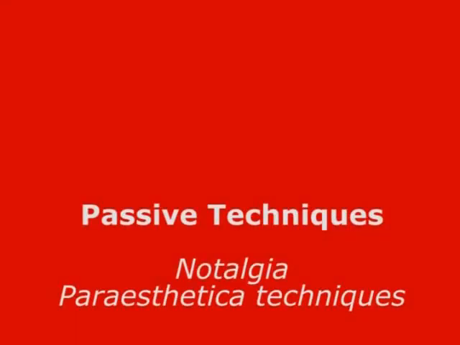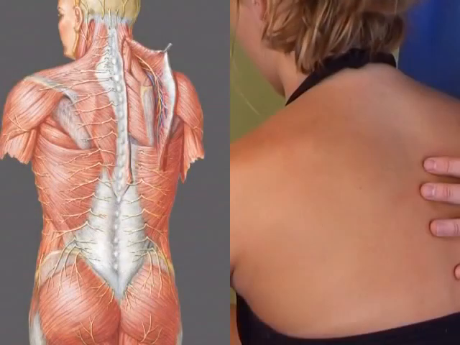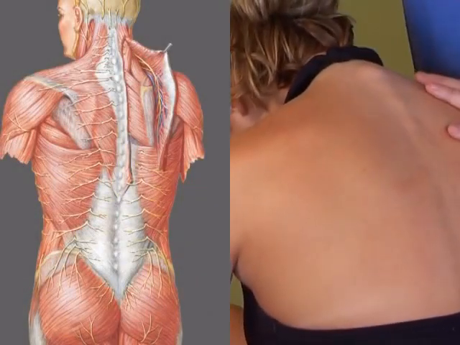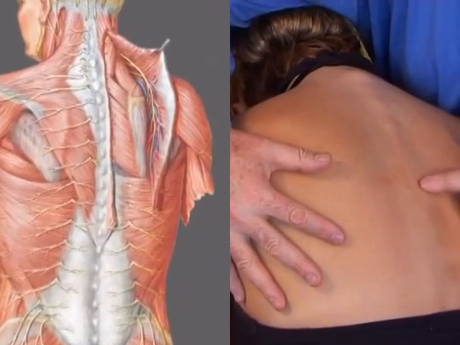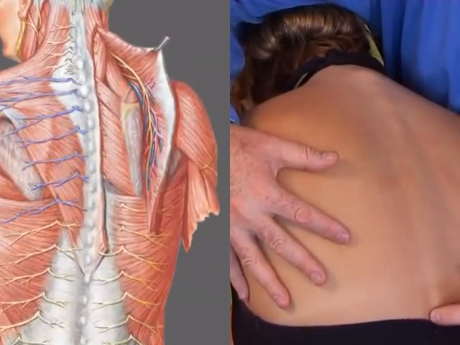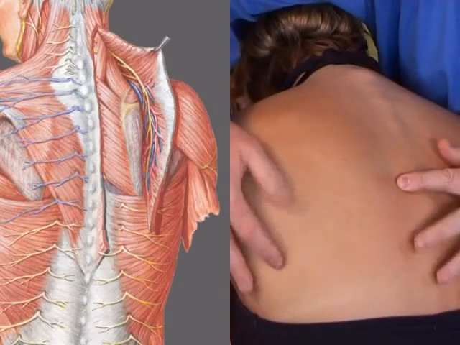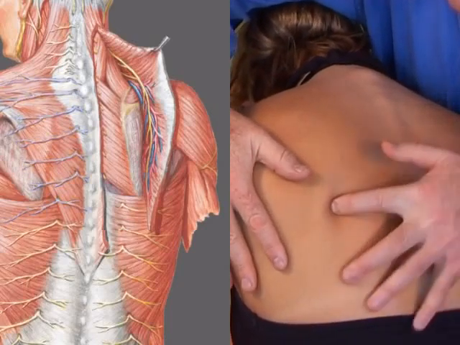Passive techniques. The notalgia paresthetica technique. Sometimes the lateral branches of the posterior primary rami of the thoracic nerves get entrapped and may cause little spot pains, sometimes referred to as trigger point pains.